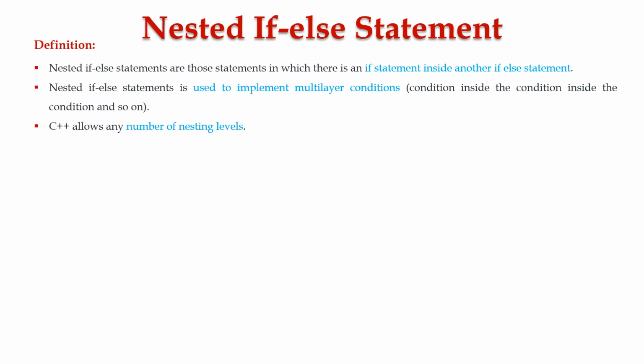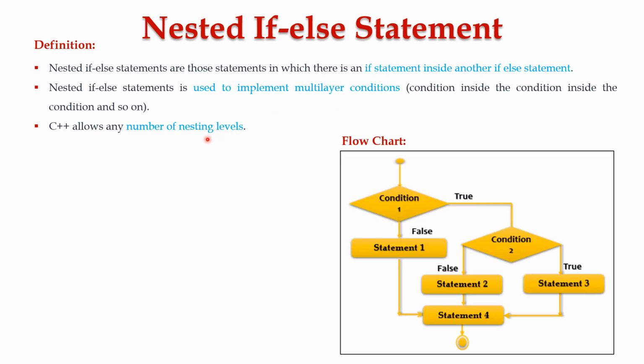Now let's learn about the nested if-else statement. A nested if-else statement has an if statement inside another if-else statement. It is mainly used to implement multi-layer conditions, that is, a condition inside another condition and so on. In C++, it allows any number of nesting levels. We have a flowchart for the nested if-else statement here.